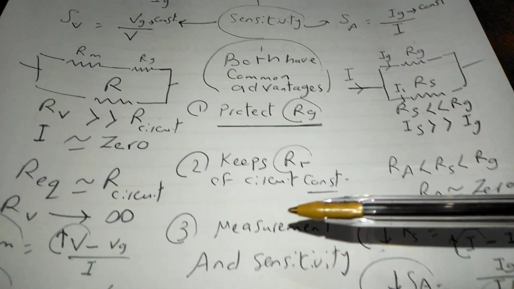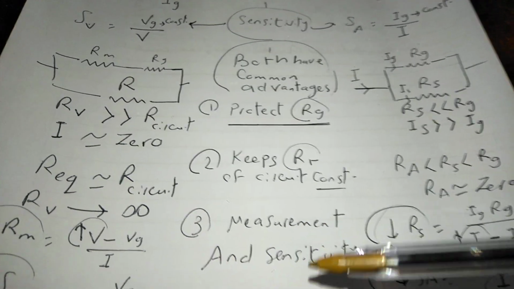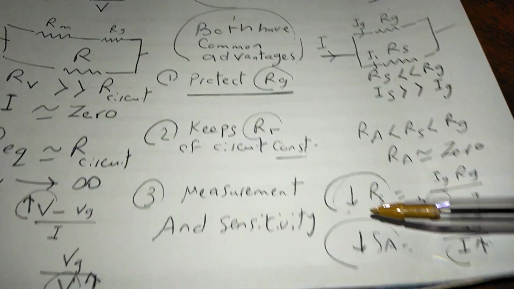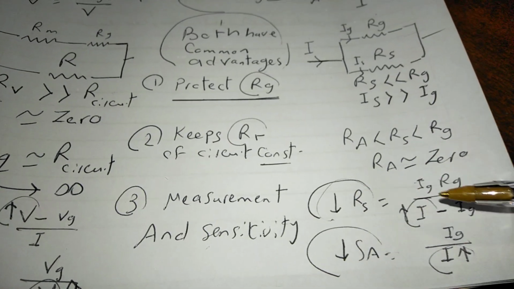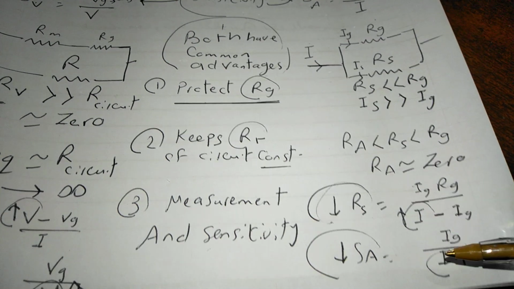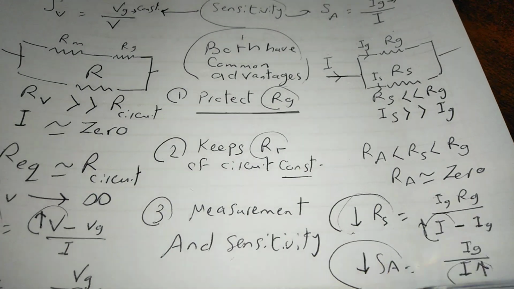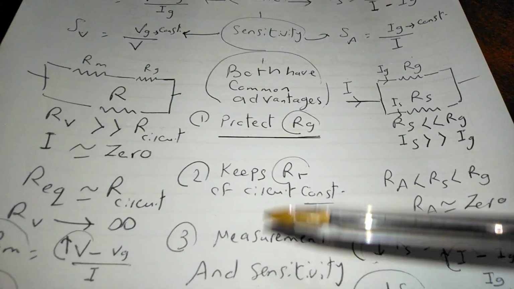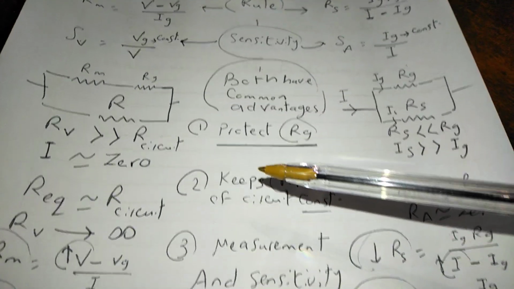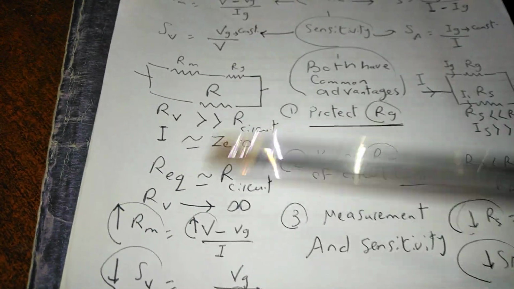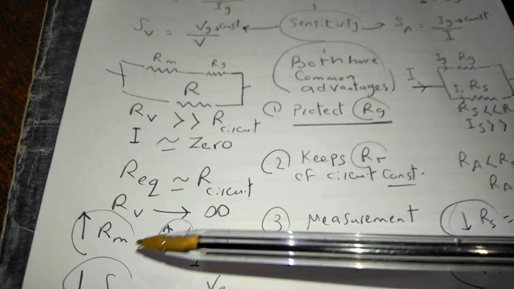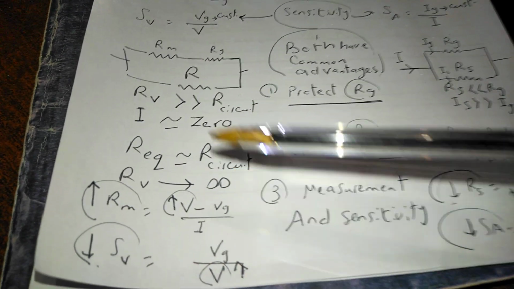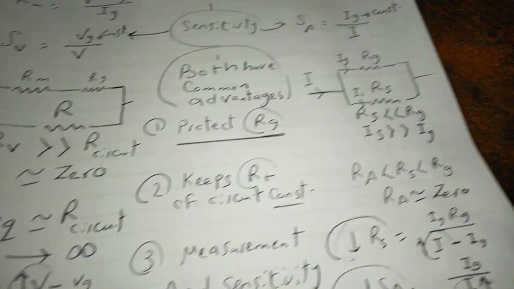Both increase the measurement and decrease the response of the pointer, or the sensitivity, at the same time. As we can see, RS decreases, measurement increases, sensitivity decreases, and RM makes the same thing, but in the opposite way. When RM increases due to being large, V increases, and when V increases, sensitivity decreases.